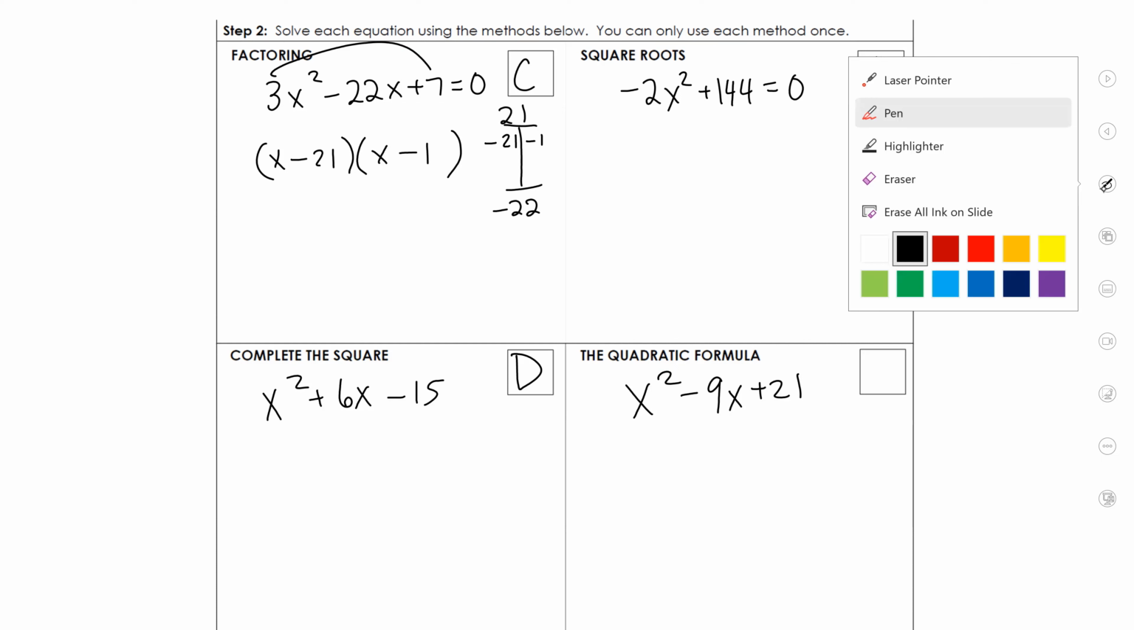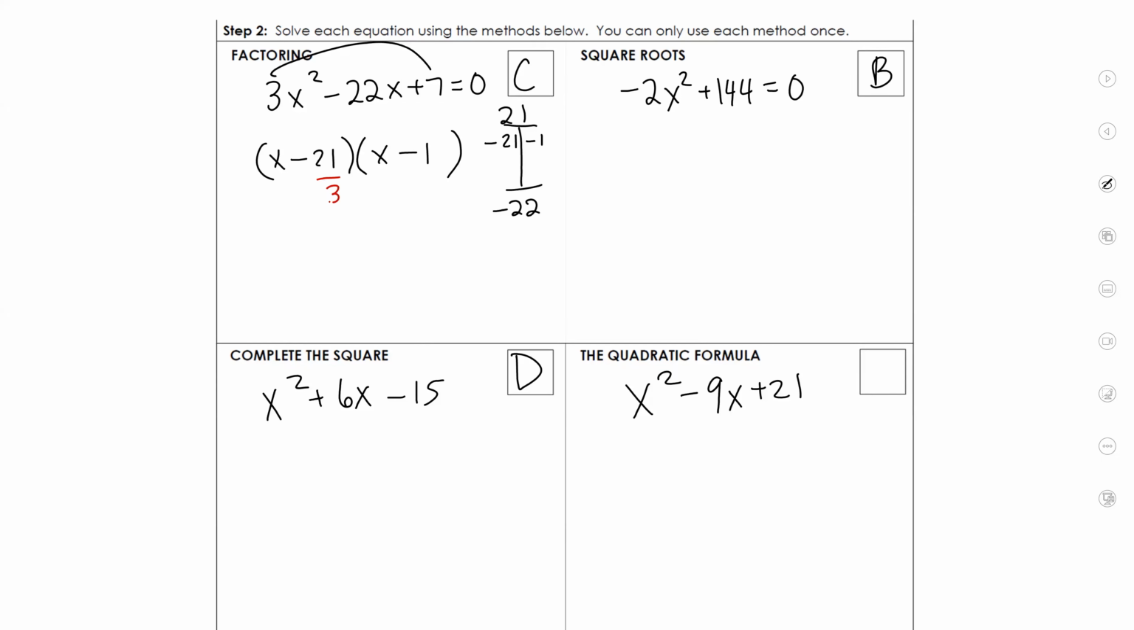This is the part that a lot of people forget though. We need to divide by the a value. So this will simplify to x minus 7. This fraction is already simplified, so now I'm just going to bring the denominator to the front. So these are my factors. However, now we need to solve, okay? It wants us to solve. So what I'm going to do is I'm going to do x minus 7 equal to 0 and solve that equation. And then I'm going to do 3x minus 1 equals 0 and solve that equation.